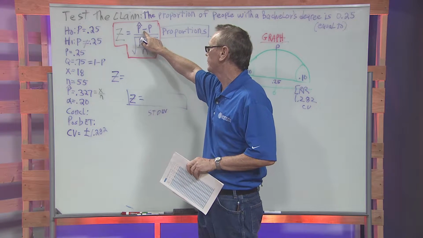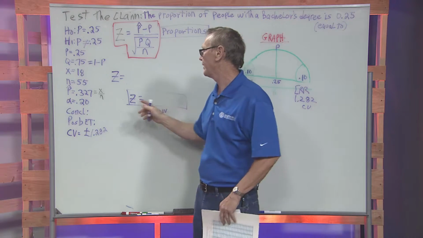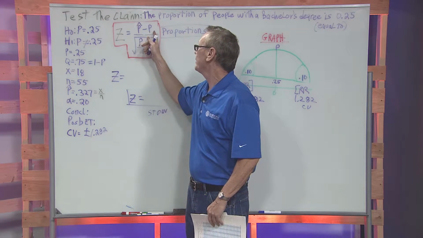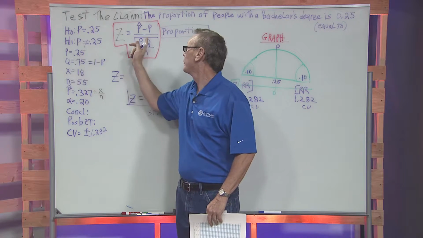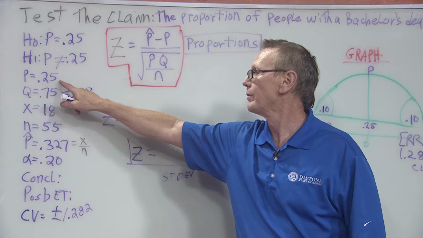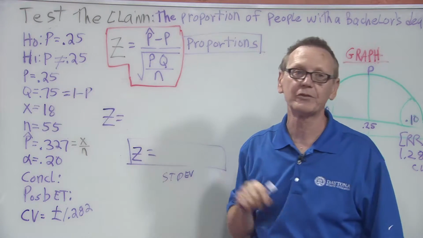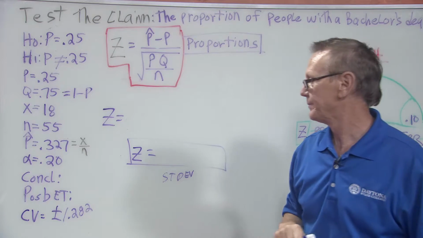I'm going to first find my p-cap. I can't just jump into the formula yet. I need p-cap. P was given. Q I'll need also. Q is the complement of P. 1 minus 0.25 is 0.75. These two numbers always add up to 1.